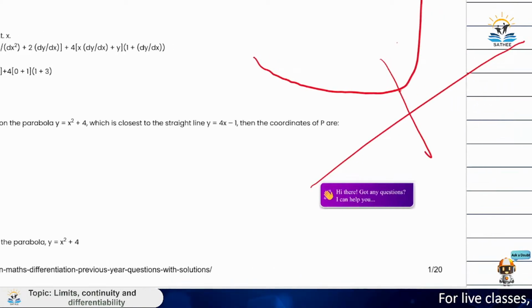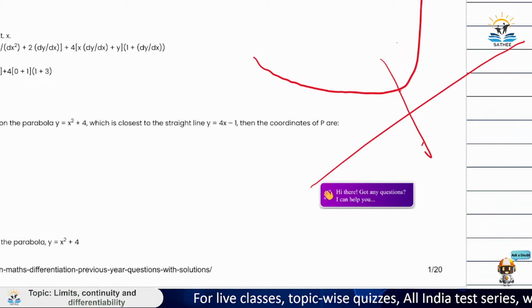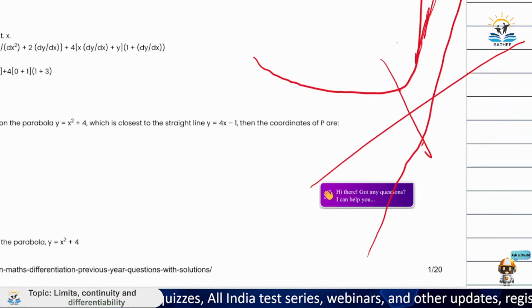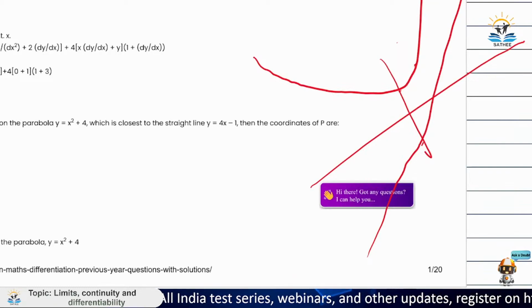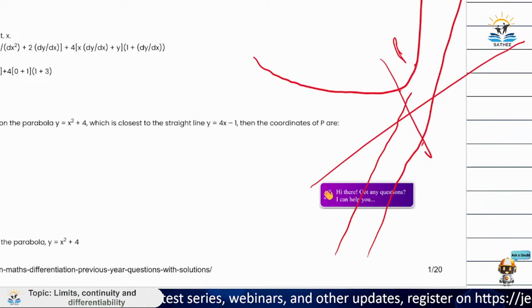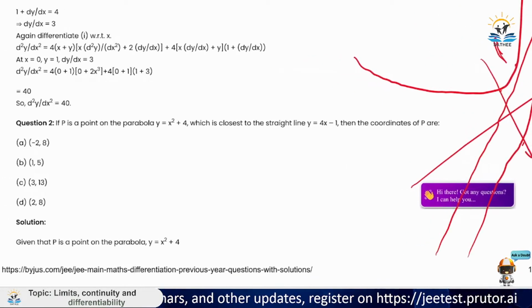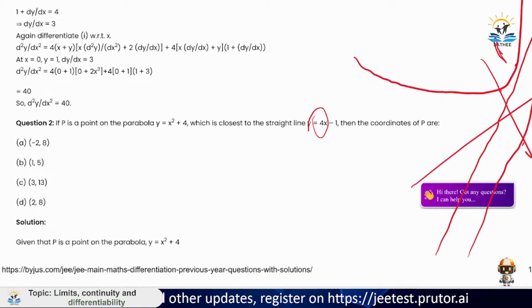And what is the straight line? The straight line is y = 4x - 1. So at x = 0, we have y = -1 and the slope is positive. So I don't think they will converge. Will they converge? Let's see. When we talk about the closest point, the slope at both points has to be the same. If this is the point, then there would be a line with the same slope passing through this. So let's see if we can find a line which has the slope 4.